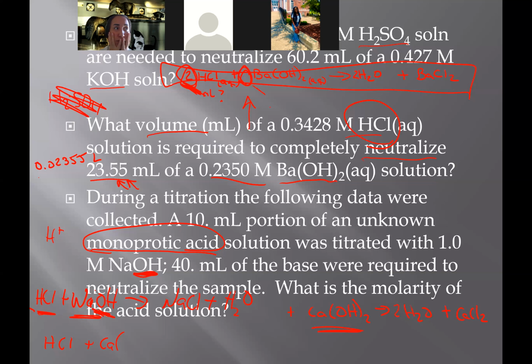And then triprotic would be like carbonic acid. No, carbonic is a diprotic acid. Phosphoric acid. Yeah, phosphoric acid.